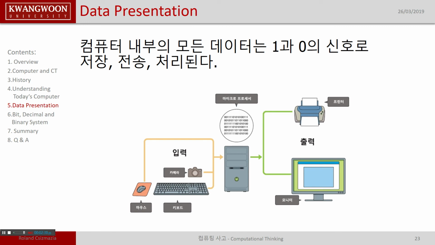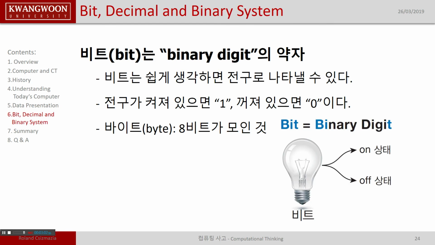So the computer receives the information electronically, either 0 or 1, and then the microprocessor works on it, and after the process it provides an output either on the monitor or on the printer. Once again, 1 byte is equal to 8 bits. That's the binary digit, and an on or off state is possible for a single bit.